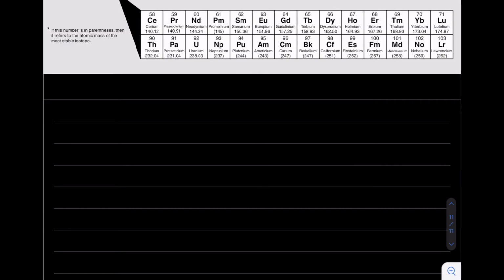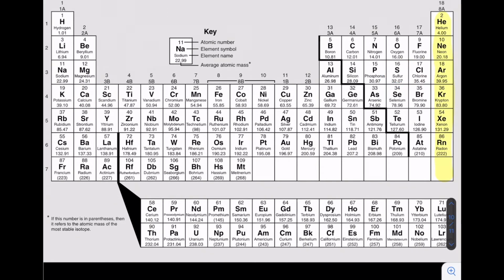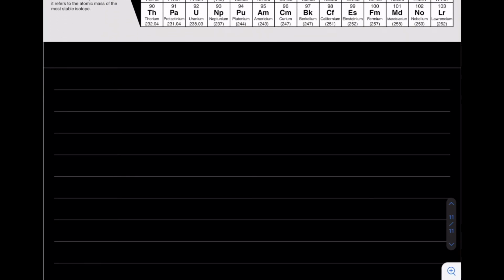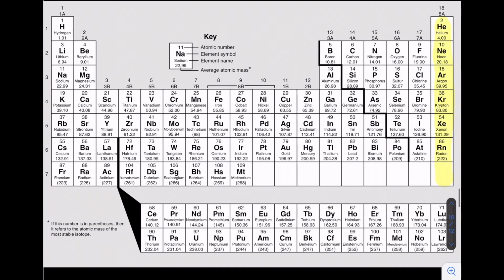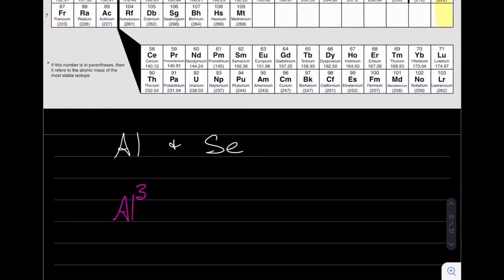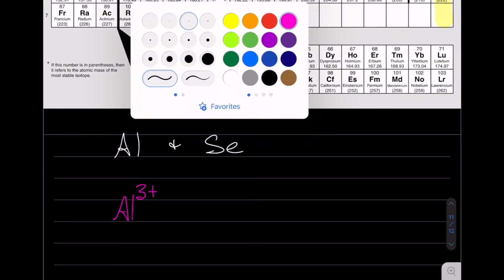Let me get rid of this stuff. May as well get rid of this too. All right, this one's going to be a really tricky one. Let's try aluminum and selenium. All right, so our metal is aluminum. So let's figure out the charge on aluminum. It's right here. Remember that metals lose electrons. So he's got 13. He's going to lose 1, 2, 3 electrons to become like neon. So he loses 3 electrons. If he loses electrons, that means he has extra protons, so he has a positive charge.